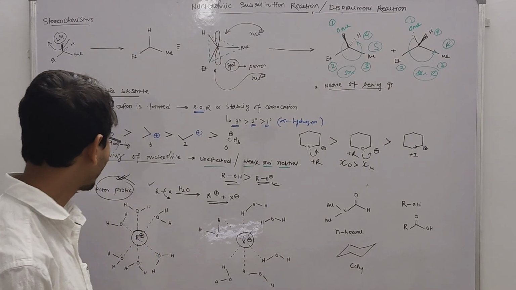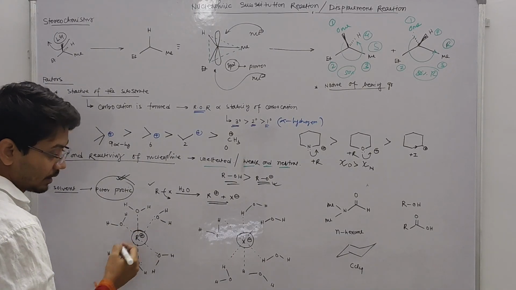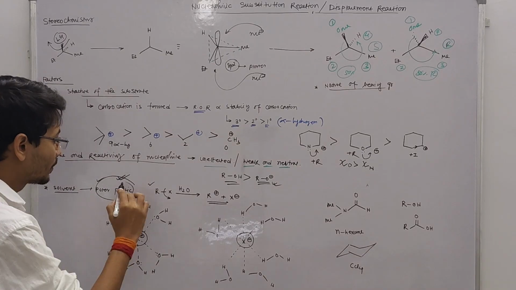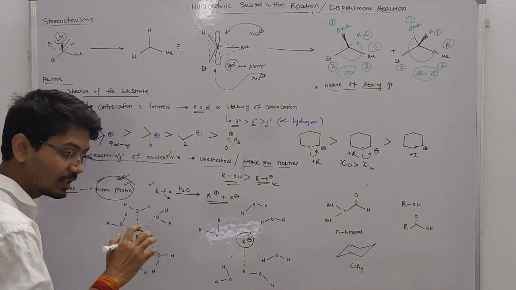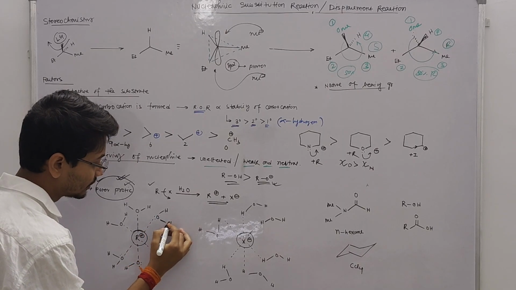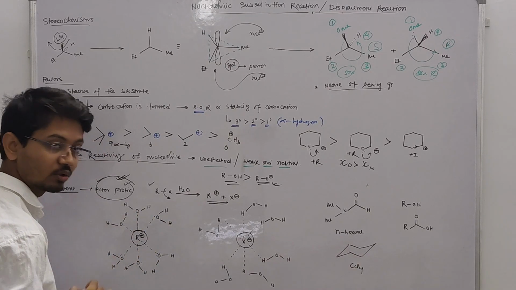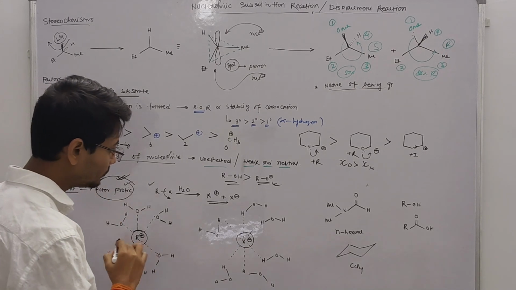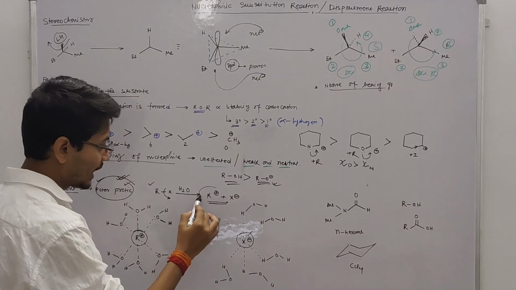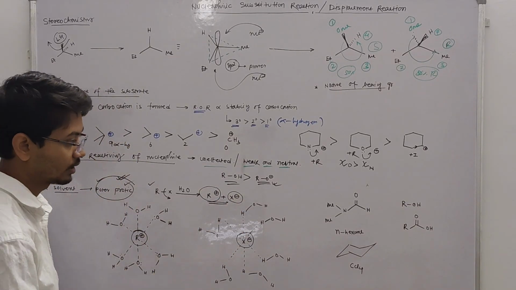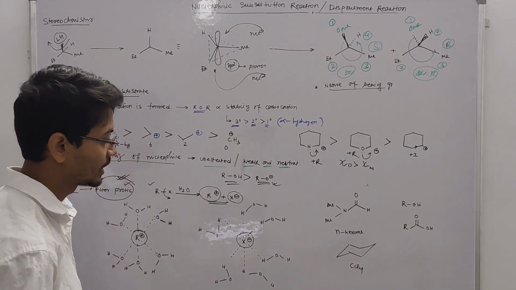Polar protic means polar, it has some electronegativity difference, so that's why we are saying polar. Protic means the hydrogen is connected through an electronegative atom like oxygen, that's why it is called protic. So these cation and counterpart are stabilized, that's why we are choosing polar protic solvent in case of SN1 reaction.